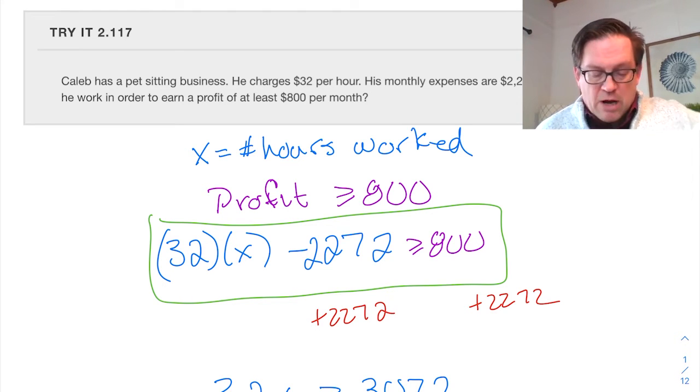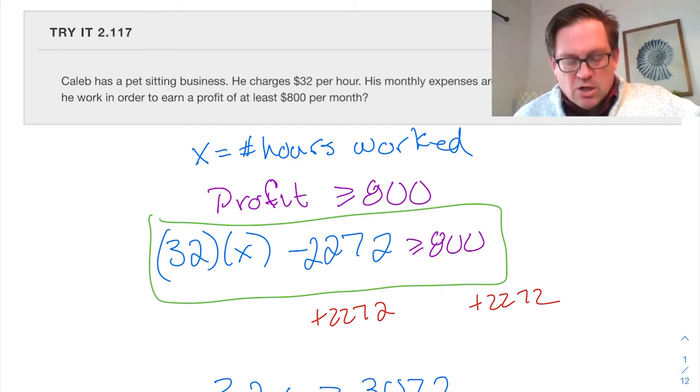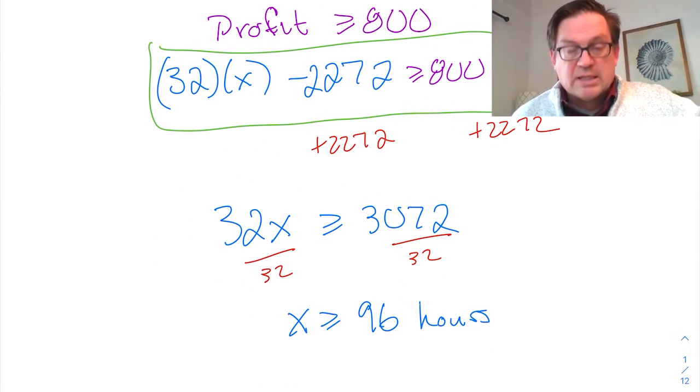So a formula for the profit is 32 times x, $32 per hour times x hours, minus his expenses, 2272, should be at least 800. So we solve that. We add 2272 to both sides, divide by 32, and we end up with 96 hours.